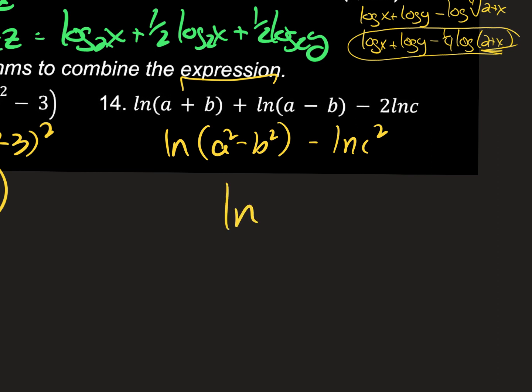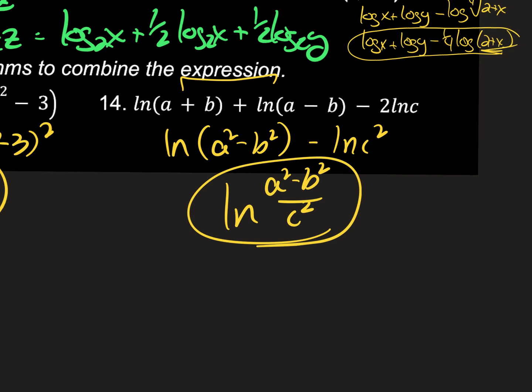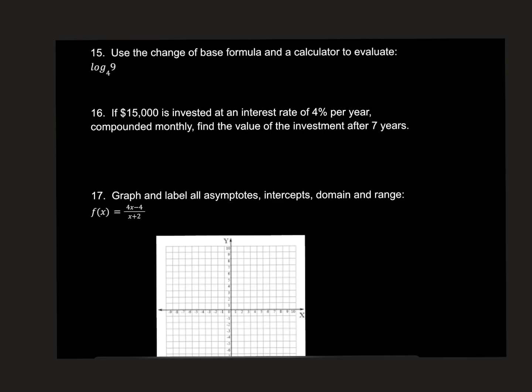Because it's a minus sign, that means division. So to make one natural log, I'm going to put the a squared minus b squared over c squared. Because the minus sign means division. There you go. Made a bunch of logs into one log. Number 15, use a change of base formula and evaluate, use a calculator to evaluate. So basically you do log of the big number over log 4. If you don't like log, you could also do natural log 9 over natural log 4. It'll give you the exact same answer.